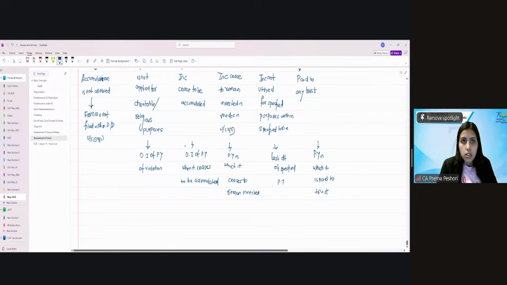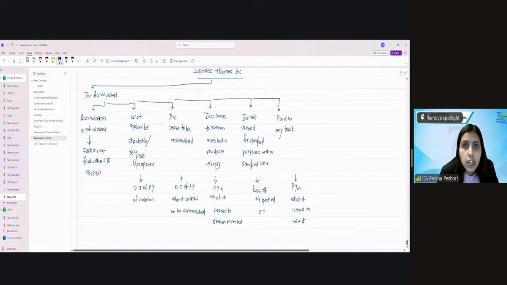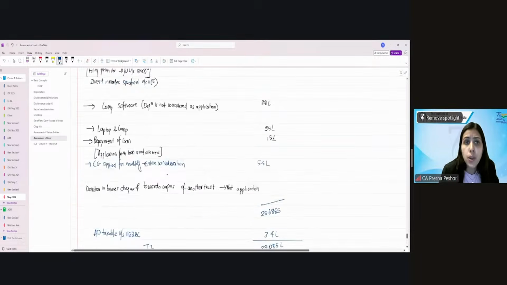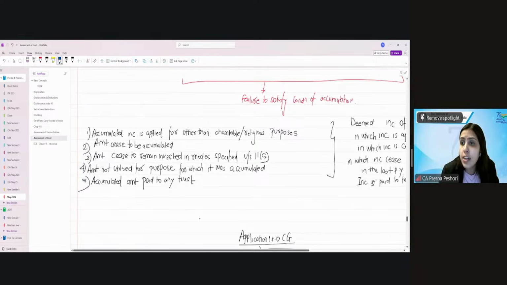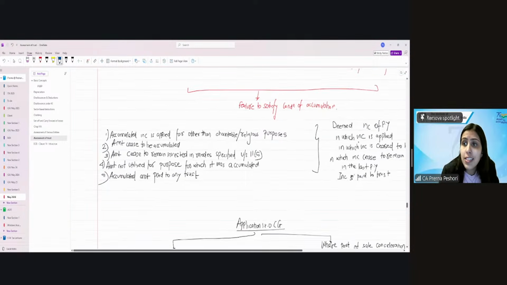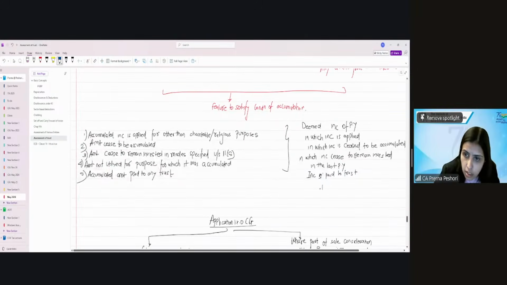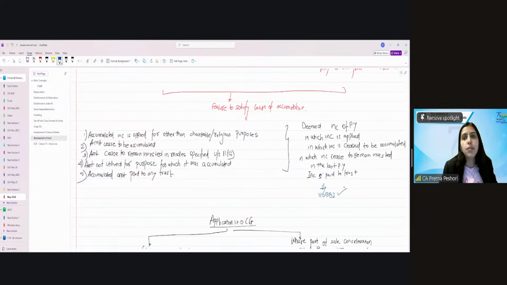Right? So, if the income is accumulated and the accumulation is not allowed or is not applied for charitable or religious purposes, or it ceased to be accumulated, or income ceased to remain invested, or it is not utilized within the specified time, or it is paid to any trust, what we also learnt over here, right? Failure to satisfy the condition of accumulation. So in that case, this will be considered as deemed income. And this year 115BBI becomes applicable.